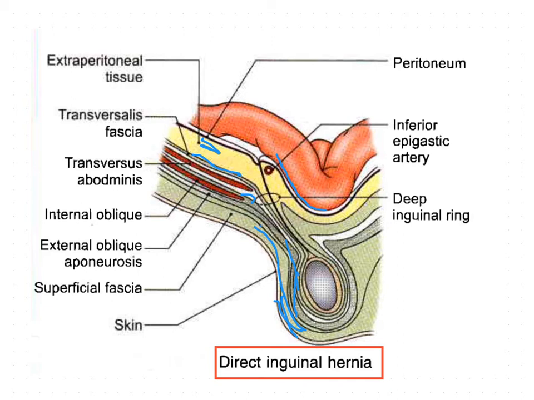Here we can see the loop of the intestine which is descending through the lateral aspect of the inguinal triangle. So all these contents are descended like this, because of this hernia. Next one is the medial direct inguinal hernia.